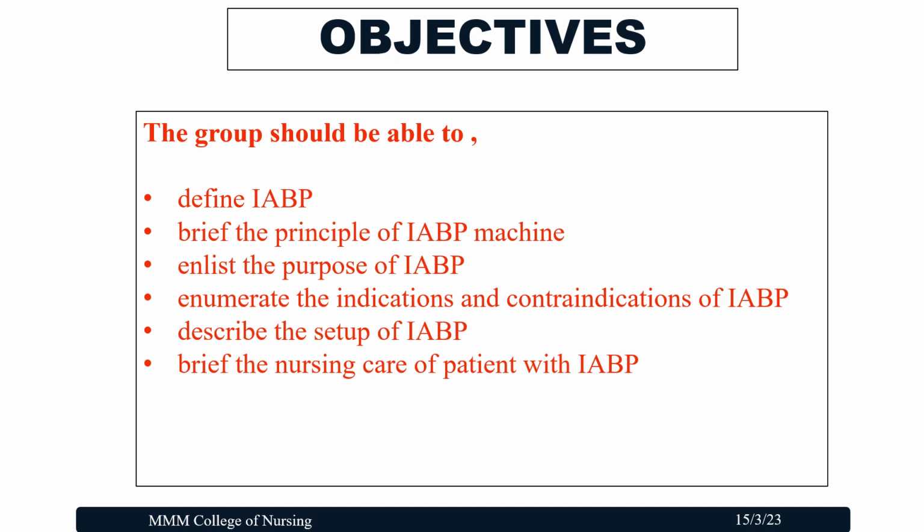The objectives of this discussion include that the group should be able to define IABP, brief the principle of the IABP machine, enlist the purpose of IABP, enumerate the indications and contraindications of IABP, describe the setup of IABP, and brief the nursing care of patients with IABP.